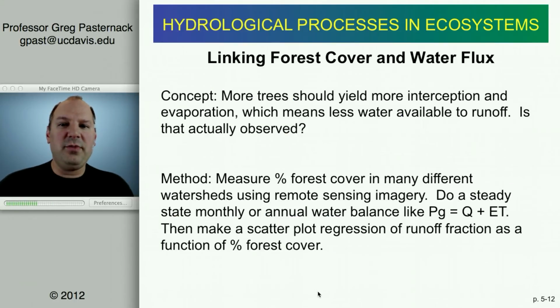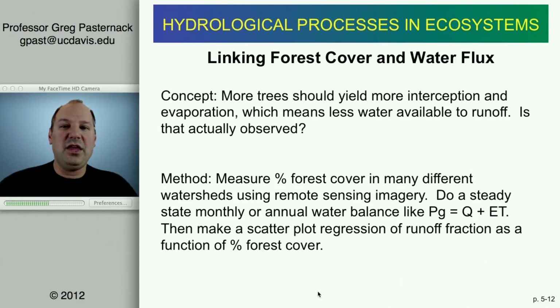I'd like to show you a little bit of the scientific information that links forest cover and loss of forest cover with water flux. As I said before, the concept is that trees intercept water and they transpire water, and as a result, if you cut them down, then that should yield more runoff. So is that actually observed? Like, what do the actual scientific studies show?